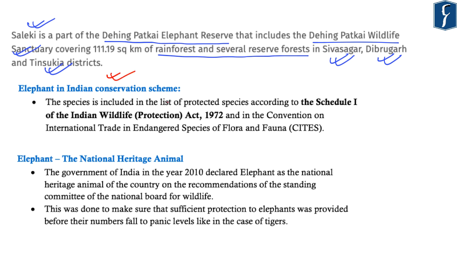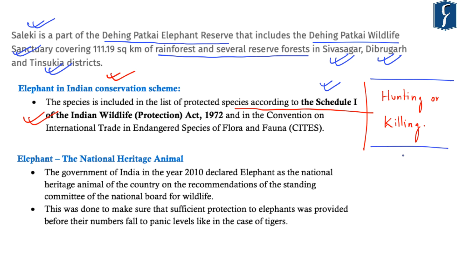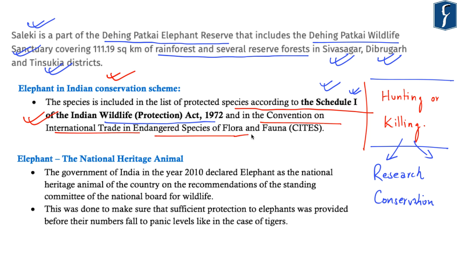Now elephants are included in the list of protected species as per the first schedule of Indian Wildlife Protection Act of 1972. Now if any animal or species has been provided under Schedule 1 of Wildlife Protection Act, then their hunting or killing is prohibited unless and until for research purposes or either for their conservation. So it says that elephant has been included in Schedule 1 of the Indian Wildlife Protection Act of 1972. And elephants have also been included in CITES, that is Convention on International Trade in Endangered Species of Flora and Fauna.